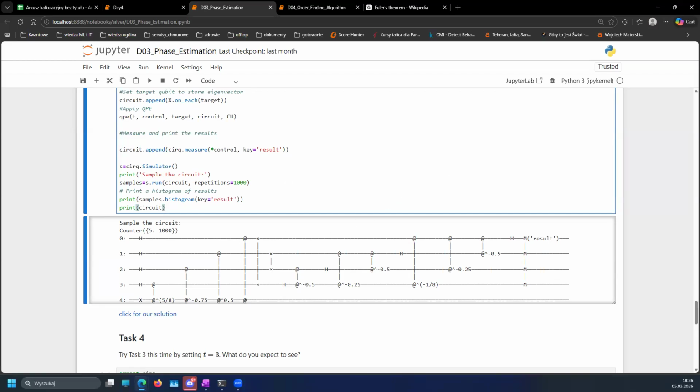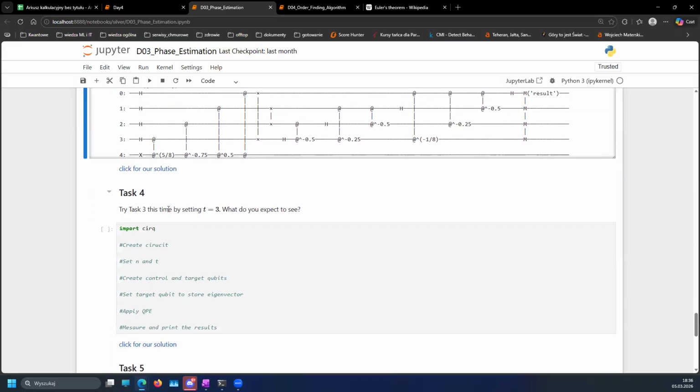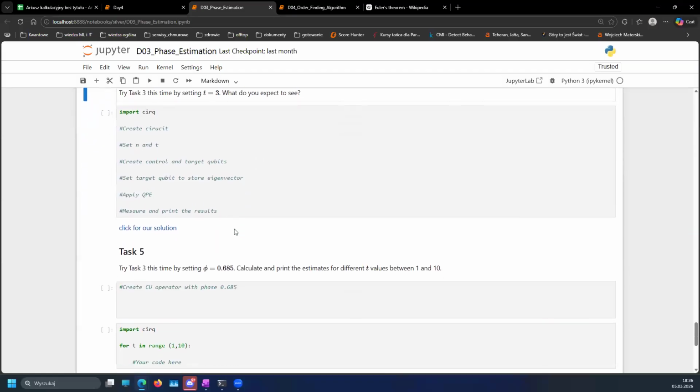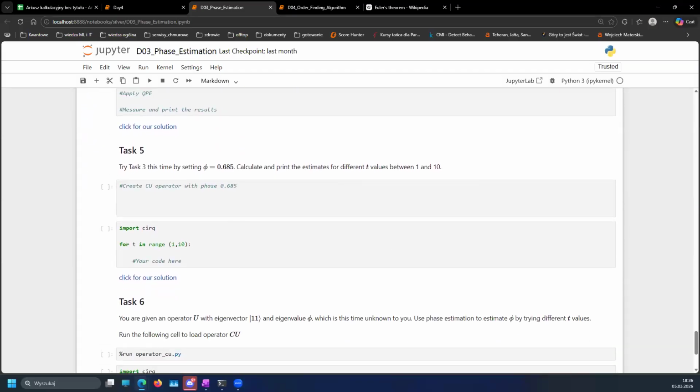So now let me check if I have something else interesting in this task. In the next task, you have basically the same thing to do, but for a different phase. Yes. So here we would see different estimations.